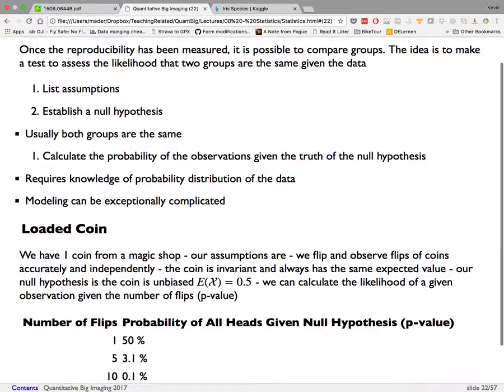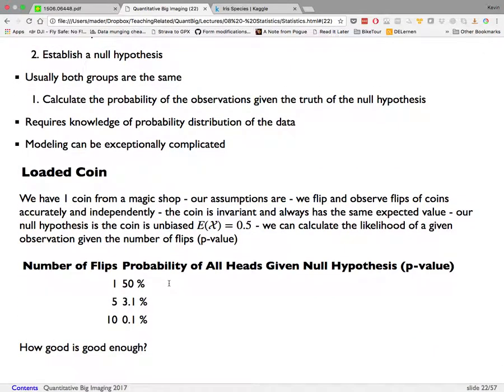And so if we go back to the simple loaded coin example, what is the probability that this number of flips are all heads, given that the null hypothesis is true? And so here, if you have one flip, the probability that you measure all heads, given that the null hypothesis is true, is 50%. I mean, that makes sense. That fits with our expectations.